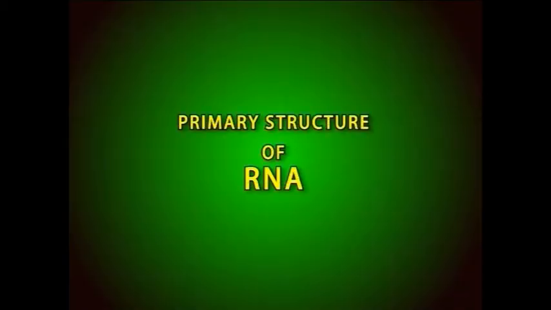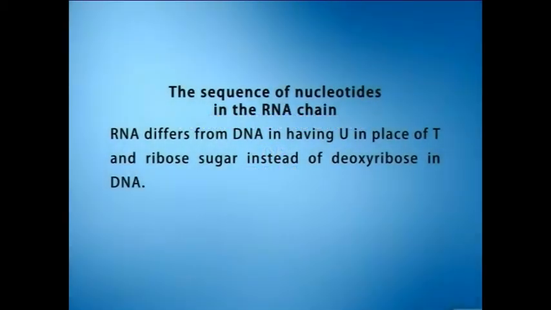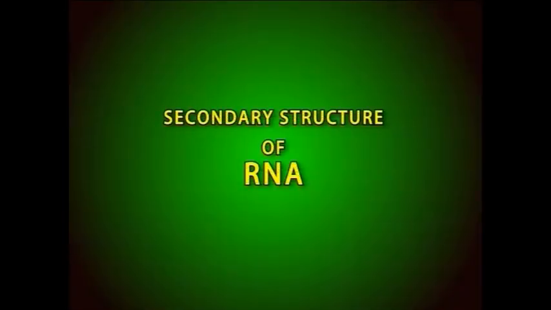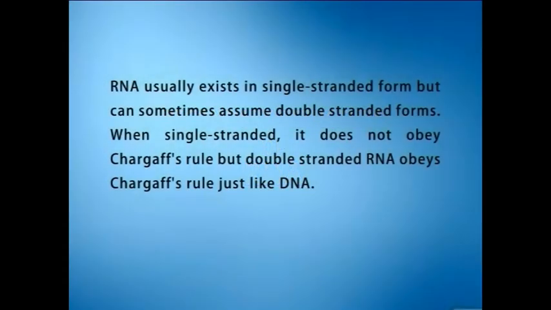Primary structure of RNA. The sequence of nucleotides in the RNA chain. RNA differs from DNA in having uracil in place of thymine and ribose sugar instead of deoxyribose in DNA. Next, secondary structure of RNA. RNA usually exists in single-stranded form but can sometimes assume double-stranded forms.